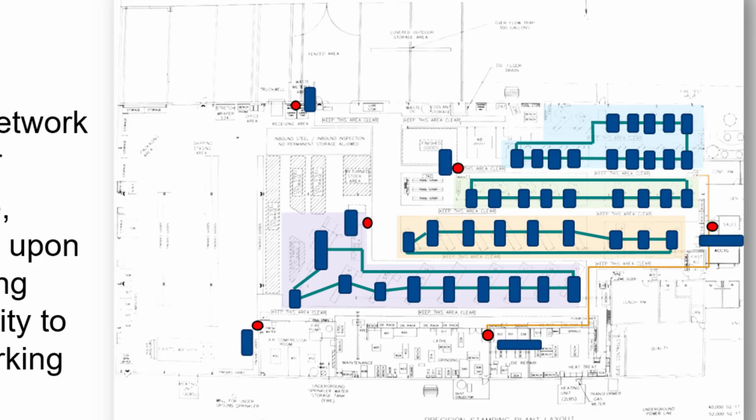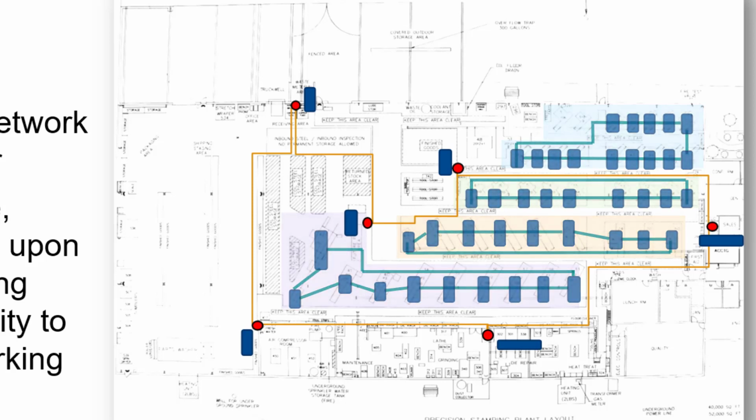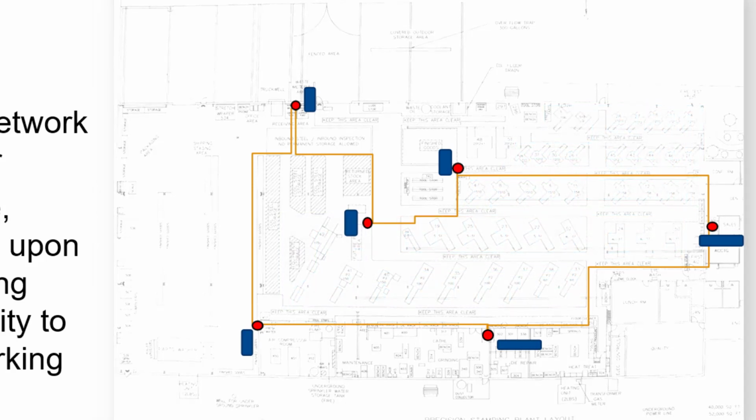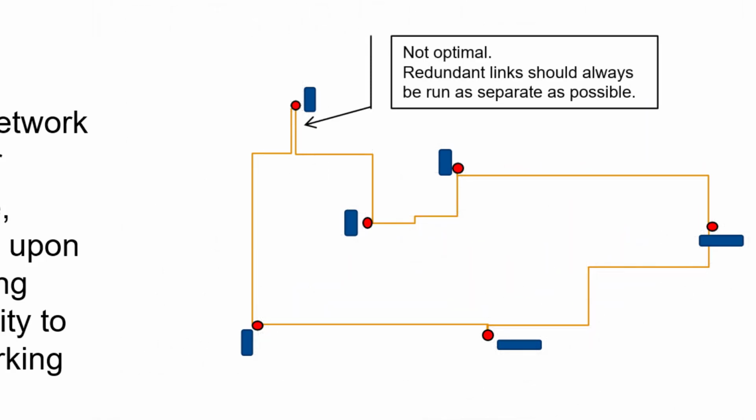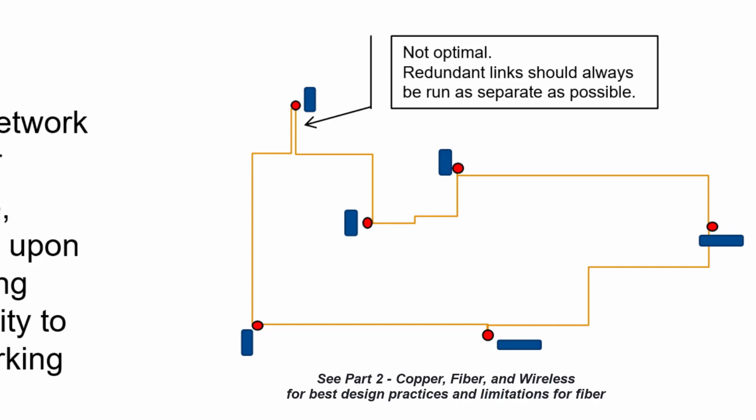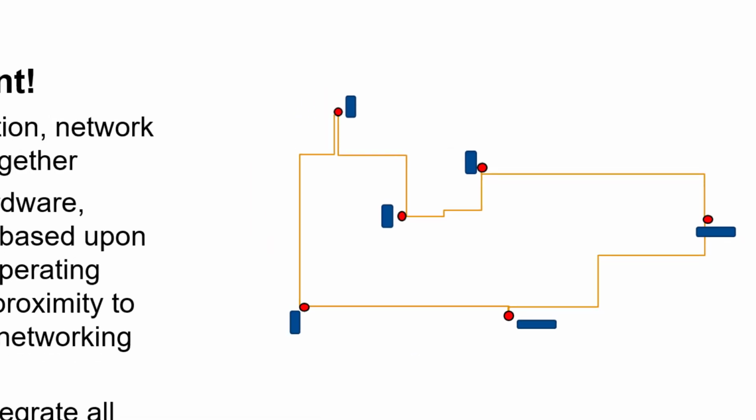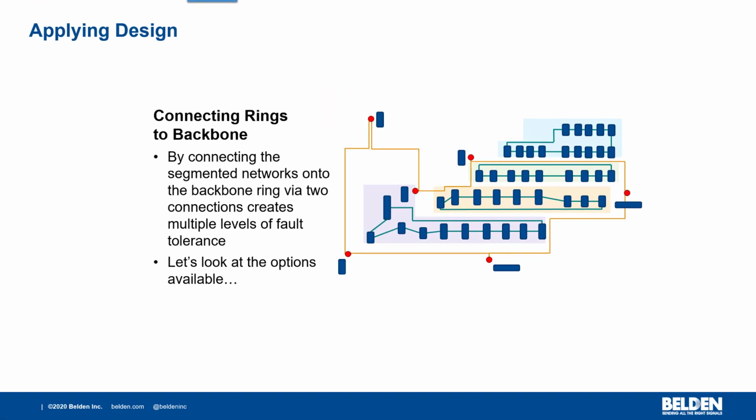Assuming that the maximum fiber segment is well under 500 meters, we would use either OM2 or OM3 multimode fiber, and we could then use gigabit. And these are topics from a previous presentation. By connecting the segmented networks onto the backbone ring via two connections creates multiple levels of fault tolerance. So let's look at the options available to us for redundantly connecting these rings.